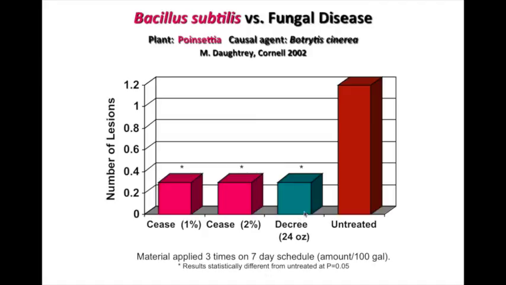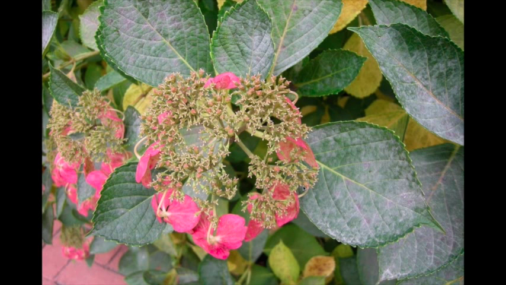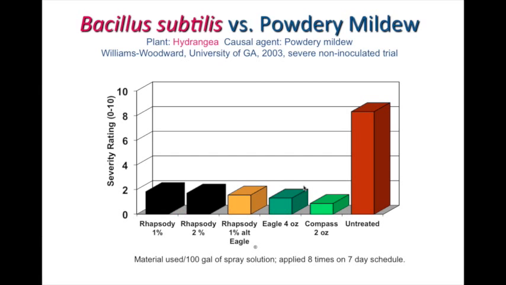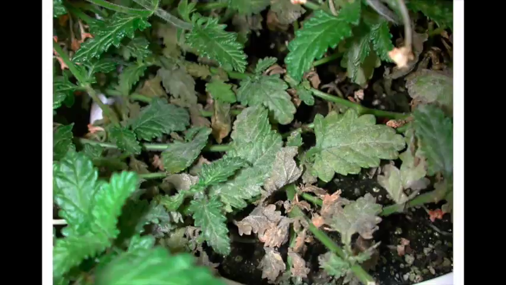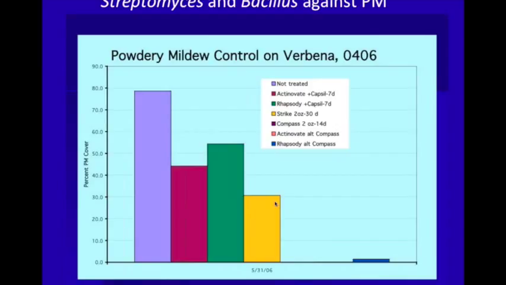Here's a little bit of data from an experiment we did a few years ago where the Cease material gave as good control as Decree, one of the standard fungicides for botrytis management. And then here is some data from Jean Woodward on use of Rhapsody, which has the same active ingredient as Cease, where it did as well as Eagle and Compass in reducing the powdery mildew on hydrangea. We've also seen good effects using these biocontrols in alternation with other products.